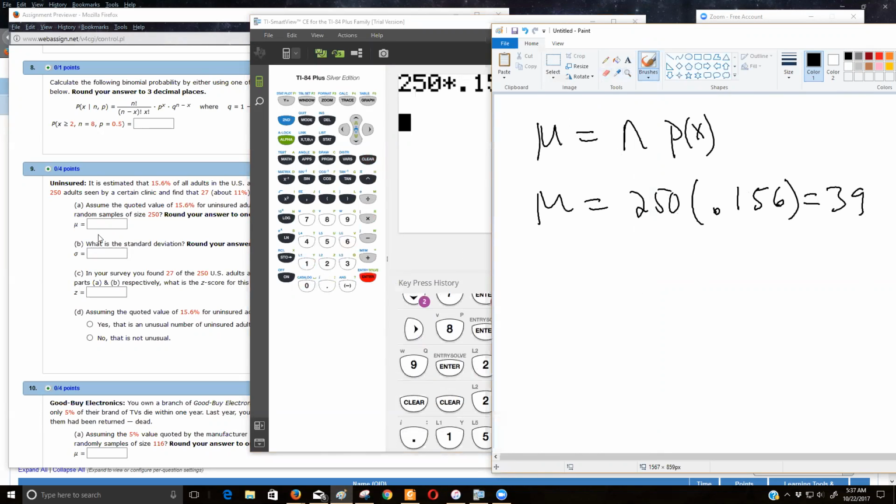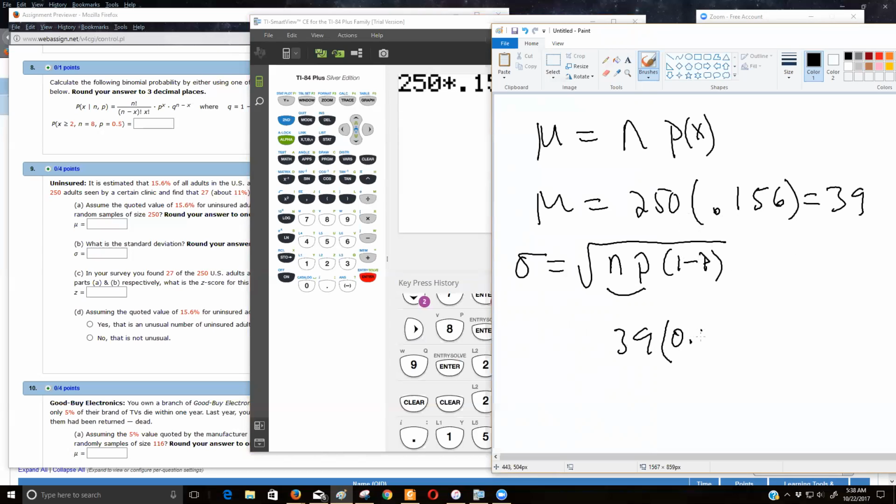That's the first part. To get the standard deviation for a binomial probability distribution, we just do n times p times q, where q is 1 minus p. I've already done the n times p, that's the 39. So 39 times 1 minus 0.156. Let me grab my calculator. What is 1 minus 0.156? I'm getting 0.844. And then I need to take the square root of that to get the standard deviation.